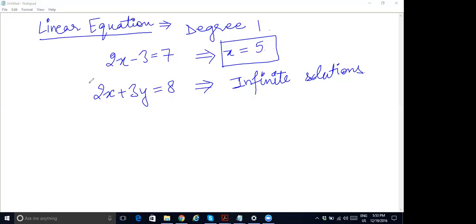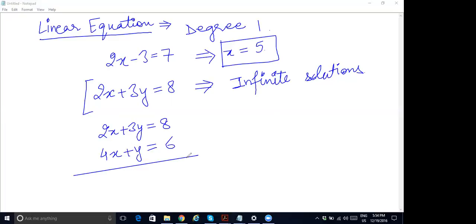Now, why? Because we have two different variables, and in order to solve equations having two different variables, we need two equations. So when the number of variables is equal to the number of equations, we can solve these equations completely. Now, along with 2x plus 3y equals 8, we add another equation, 4x plus y equals 6. Now, what is the value of x and y?